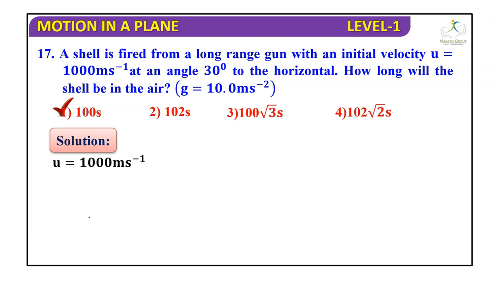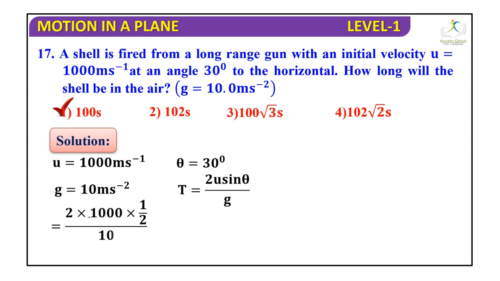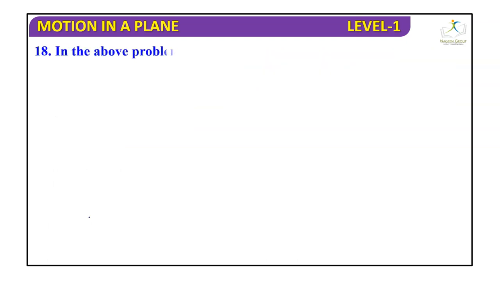Now move with the solution part. U is equal to 1000 meter per second. Theta is given as 30. So g we know, or also given. We have to calculate how long it will be. So T is equal to 2u sin theta by g. Put all these values and get the result 100 second. It's an easy question. Okay, now move with the next part.